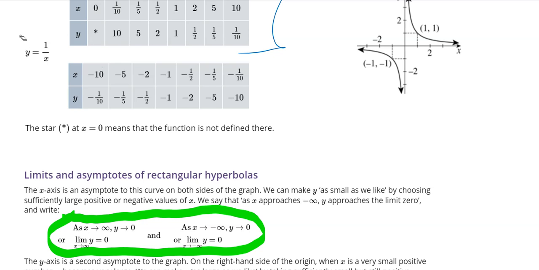So as x approaches infinity, like over here, that's when x is approaching positive infinity. And you can see y gets very close to 0, like it's on the x-axis. Okay. And then obviously the same in the opposite direction.